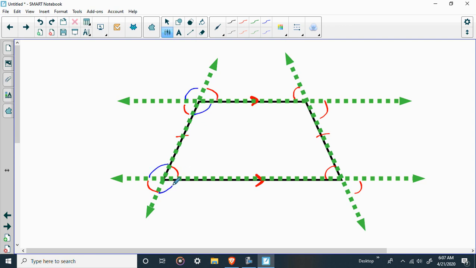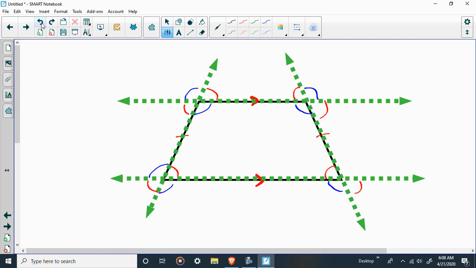So what it tells us in turn is not just that the base angles are the same, but that if I mix and match any top and bottom one, they will be equal to 180 degrees. So again, an extra little nugget of information.